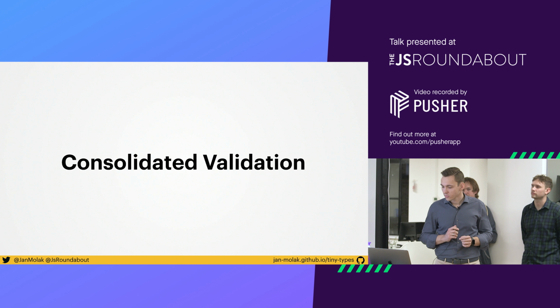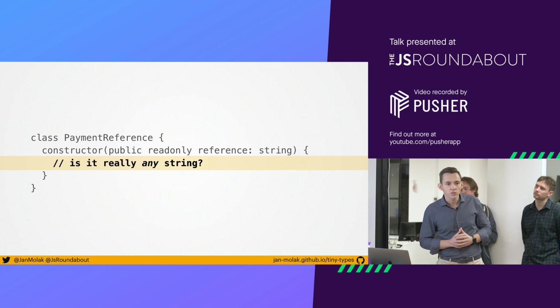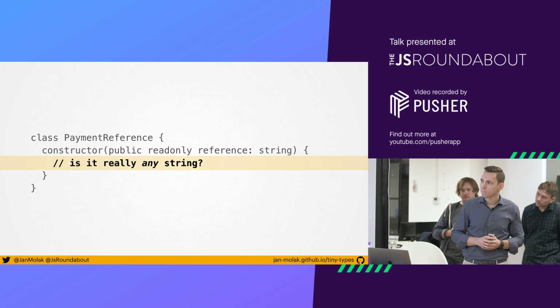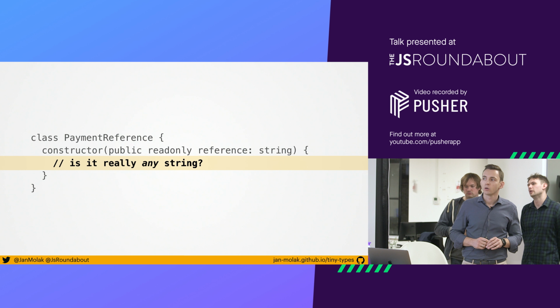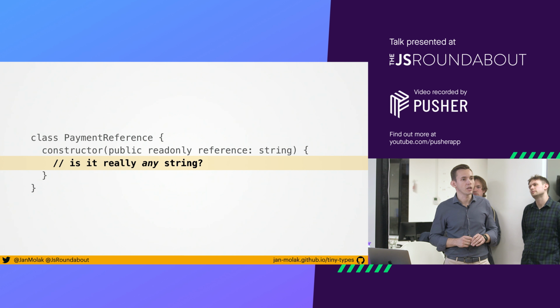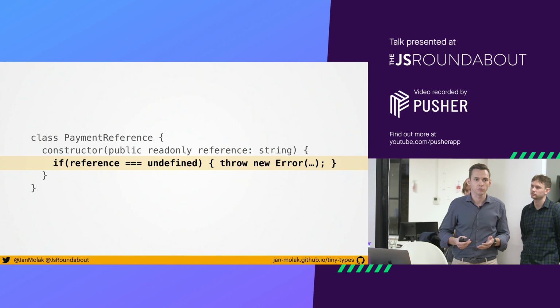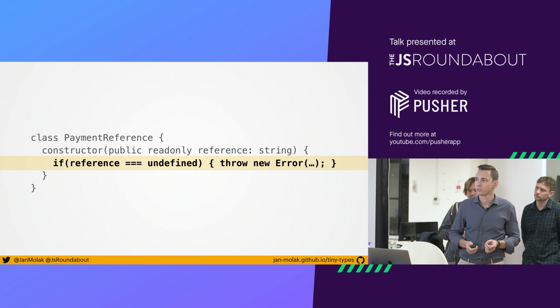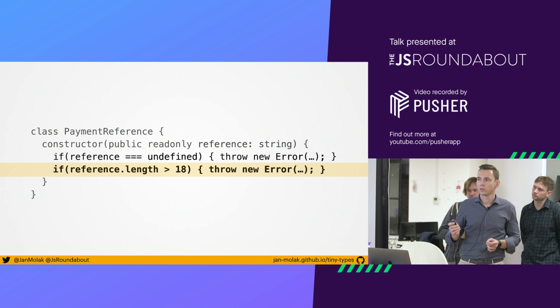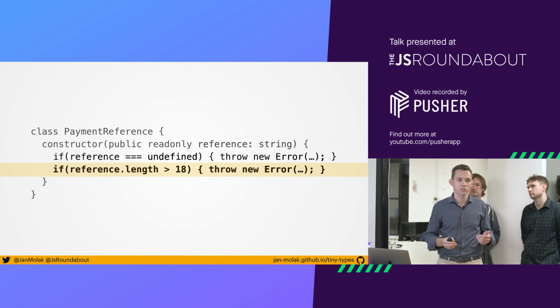Now, how could we improve that? So let's think about this whole payment reference for a minute. So right now, the payment reference is just a lightweight wrapper around the string. But now, is payment reference really just any string? Well, it's not, right? For example, well, it has to be defined, yeah? It could be empty, but it has to be defined. If we get a null or an undefined, that's not a valid state of our system. Also, in most banking systems, those payment references, they can't be longer than 18 characters. So if we ever get a value that's longer than 18 characters, that's not a valid state either.